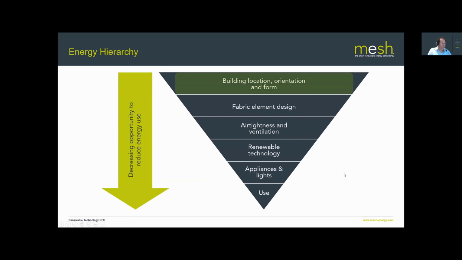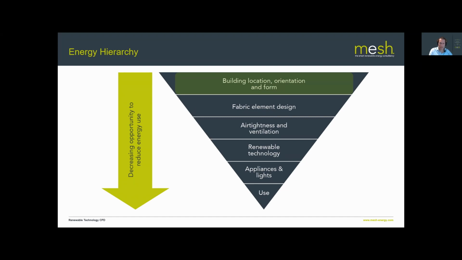So starting at the top, building location, orientation and form. Now clearly, if you have a building which has a very large external surface area, it is likely to lose more heat than a similarly insulated building with a smaller external surface area. That's simple physics, it will tell you that. But also things like orientation. So can you make use of a south-facing facade to collect heat in the winter? But obviously you don't want a building to overheat in the summer.